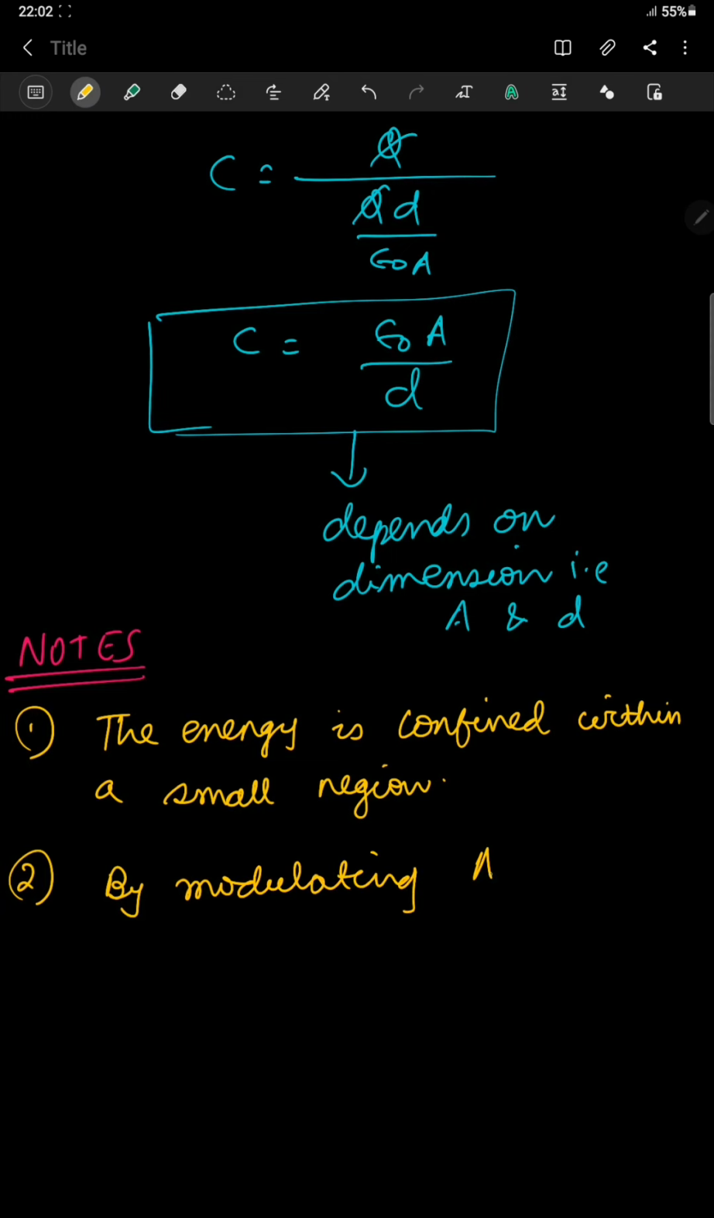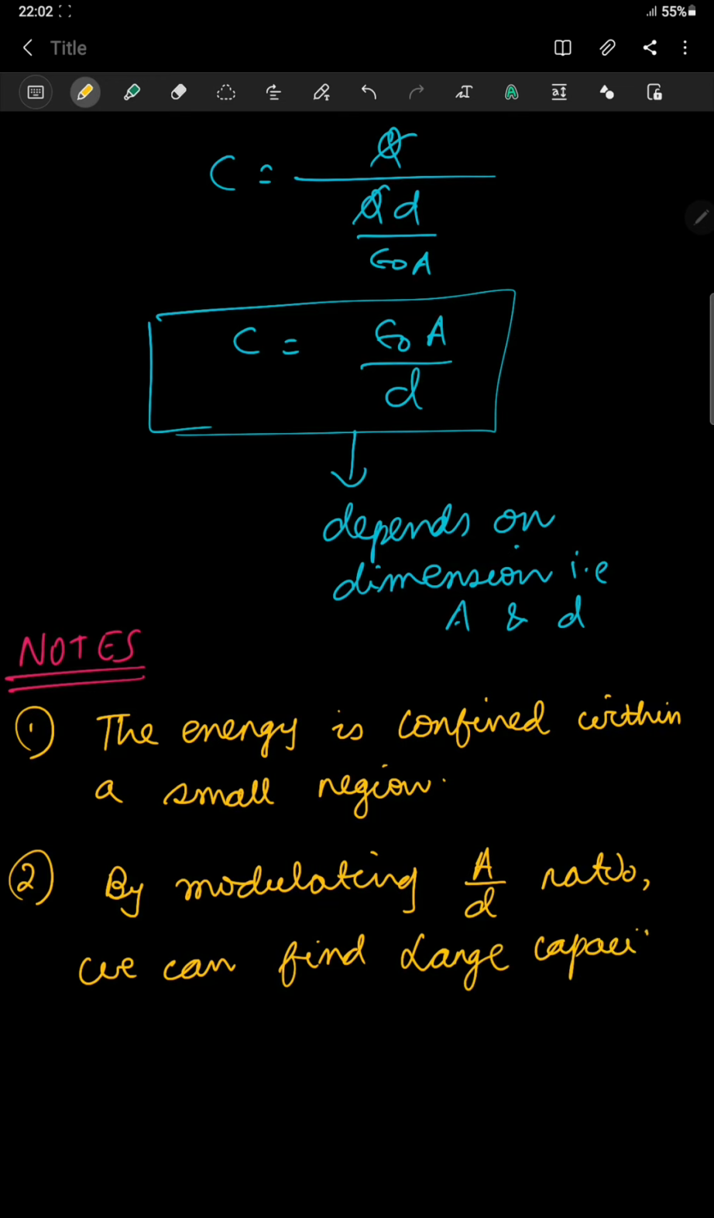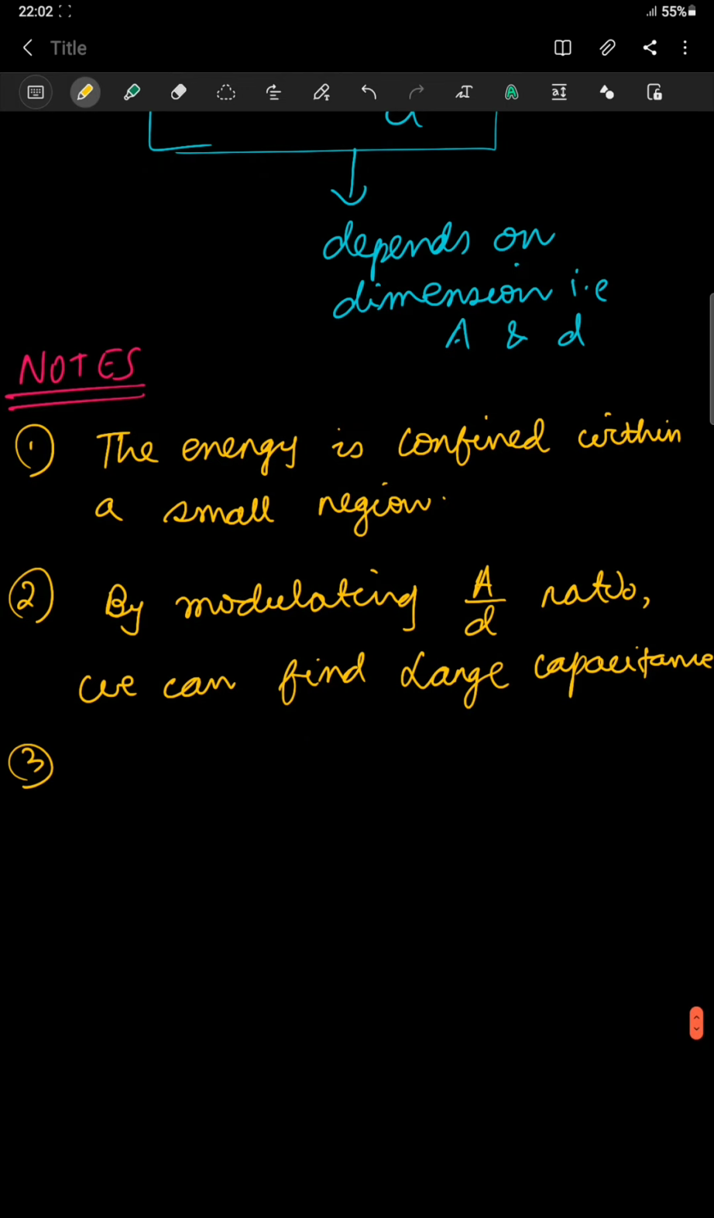The second one, by modulating the A by D ratio, we can achieve large capacitance.